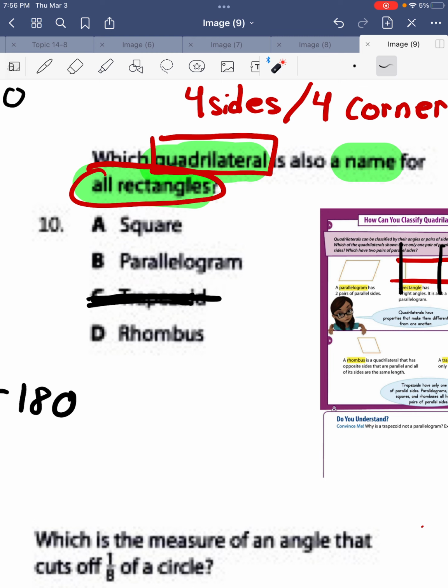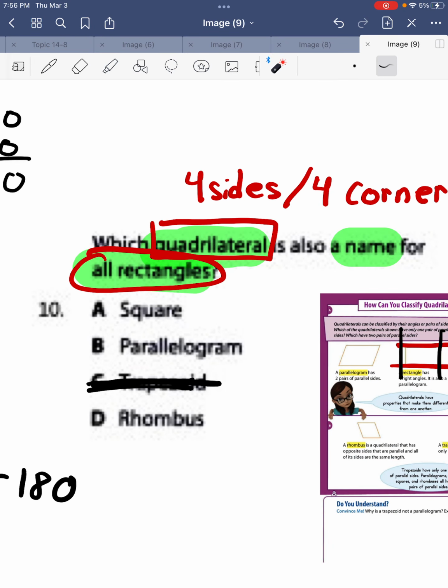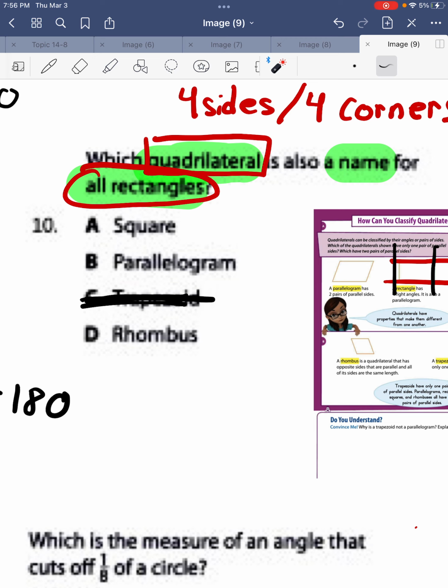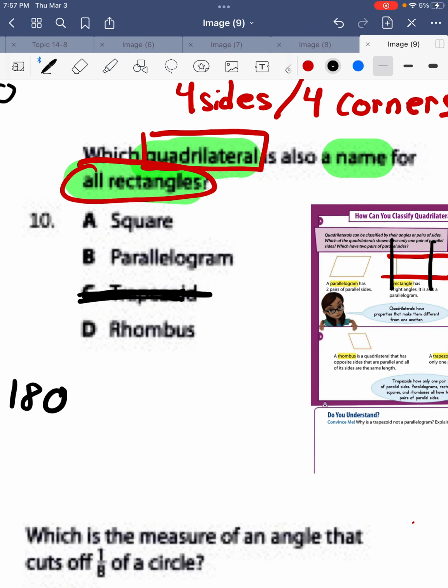Remember when we were doing our assignment the other day and we had to come up with a bunch of different names for one shape? All the shapes were also known as a parallelogram, because all quadrilaterals, except for the trapezoid, will have 2 pairs of parallel sides. So which quadrilateral is also named for all rectangles? Your answer would be a parallelogram.